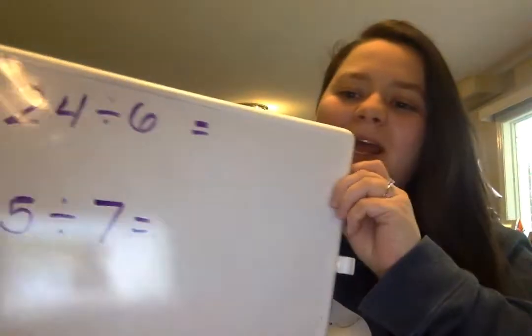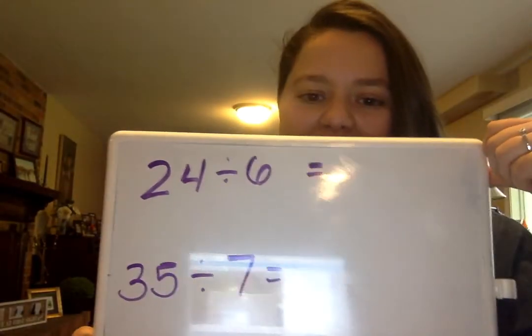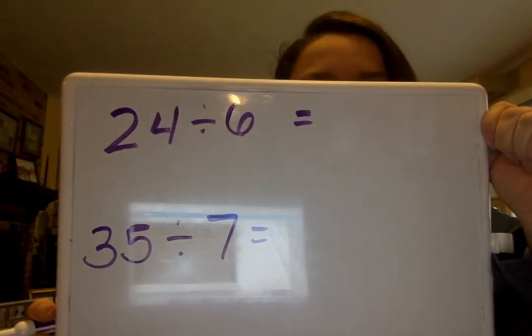Hi boys and girls, today we're going to do our mental math and fluency on the whiteboard that I have here. I am going to give you two equations and I'm going to ask you to please find a piece of paper and a pencil and write these down.